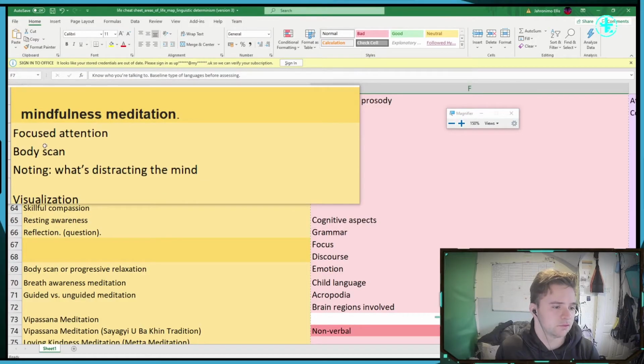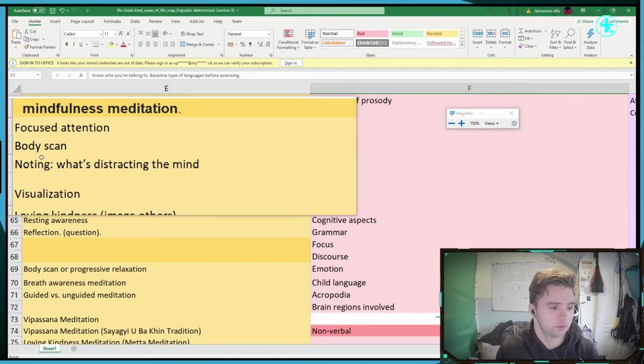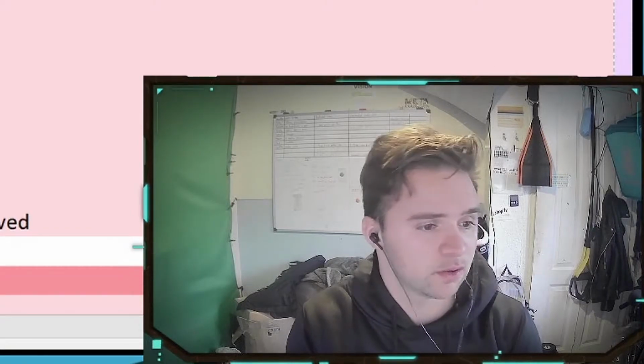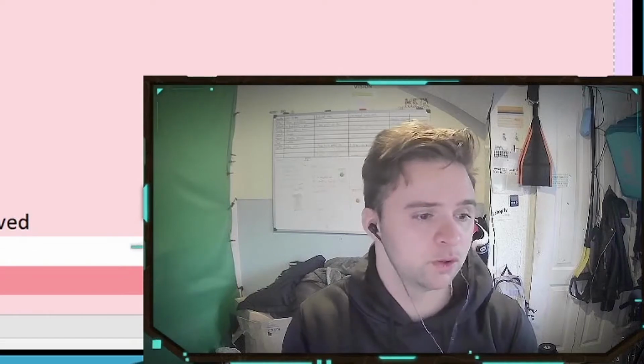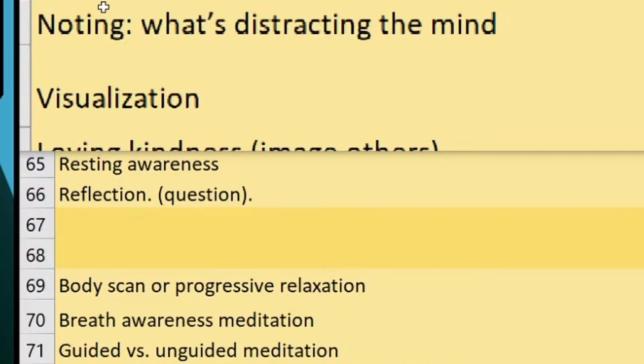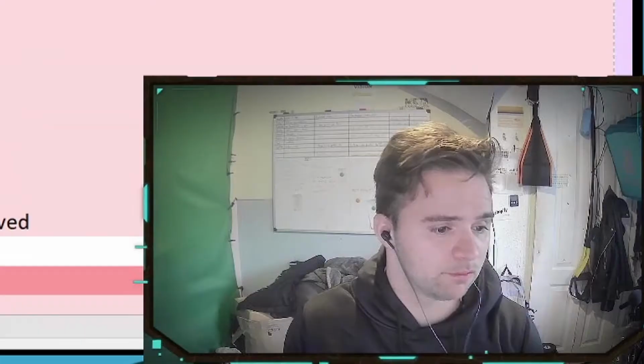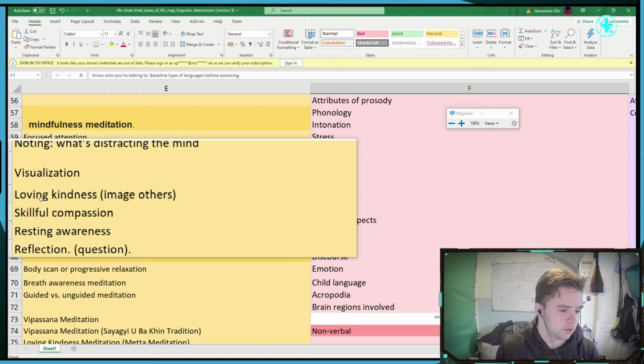Mindfulness meditation. Focused attention onto different areas. With body scans, you could start from top to bottom, isolating different areas like your forehead, eyes, nose, mouth, and just trying to be aware of the sensations and taking note of what is distracting the mind. You can make visualizations of different things. Here are some examples. Loving kindness, like kindness within others.